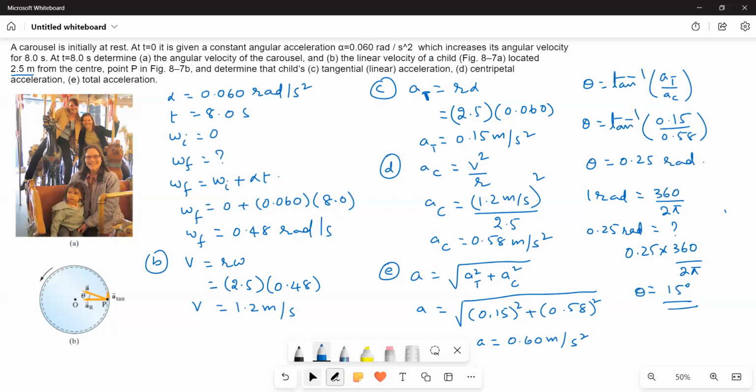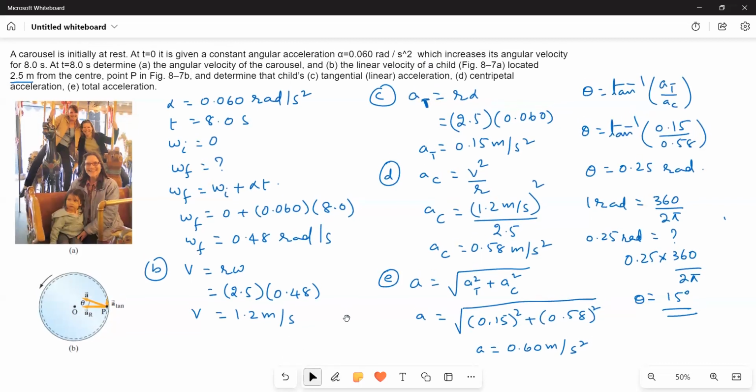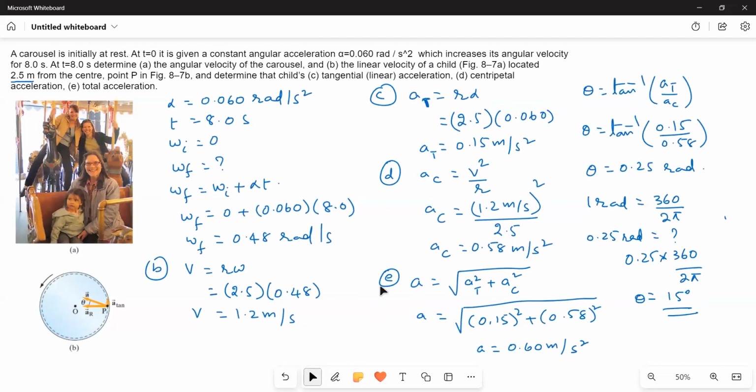Are you comfortable with this? We are just simply substituting the values, nothing beyond that. All are given to us, known to us, given in the data, and then substituting in the equations, we will get the answer.